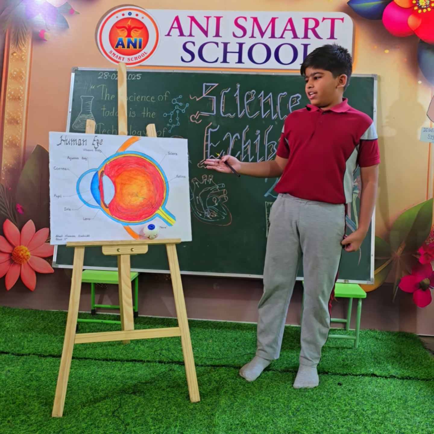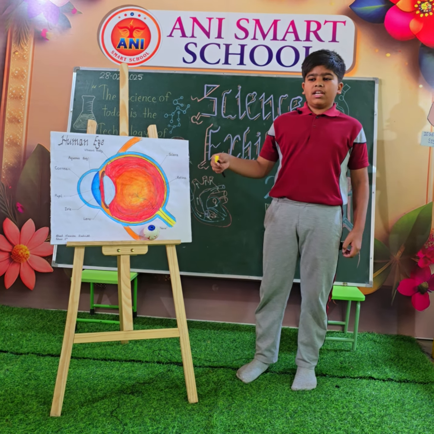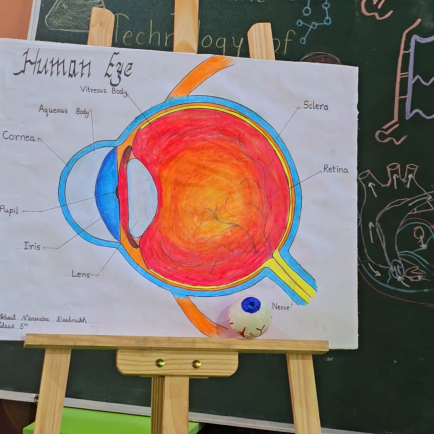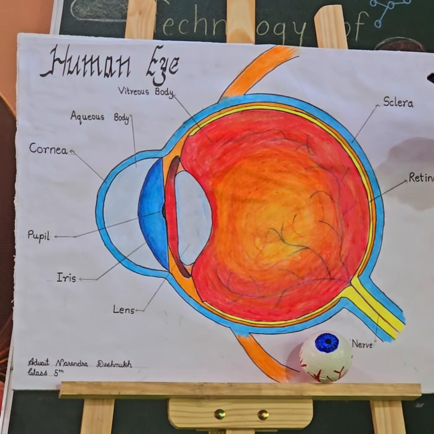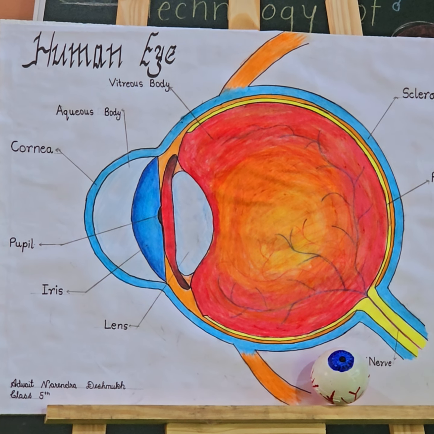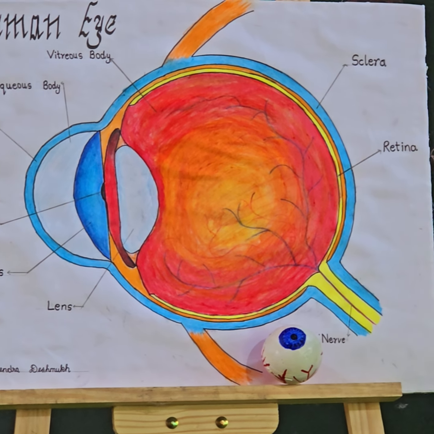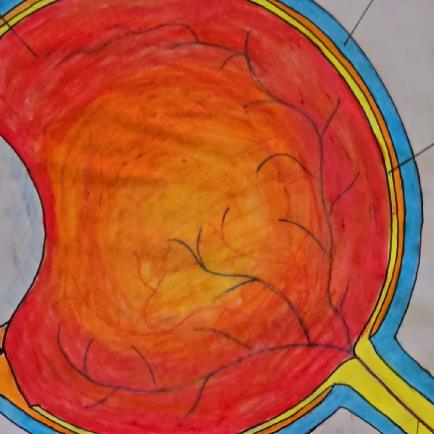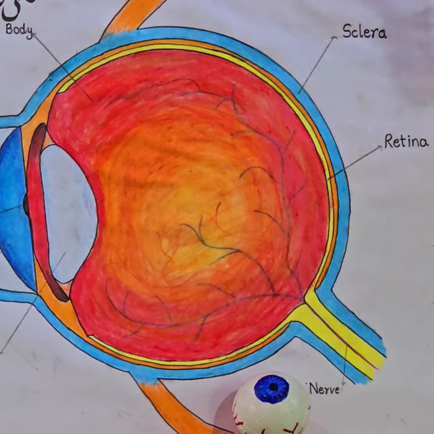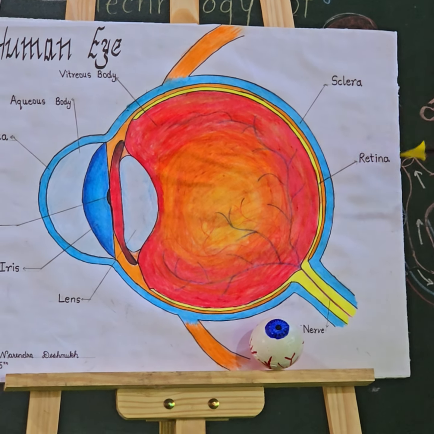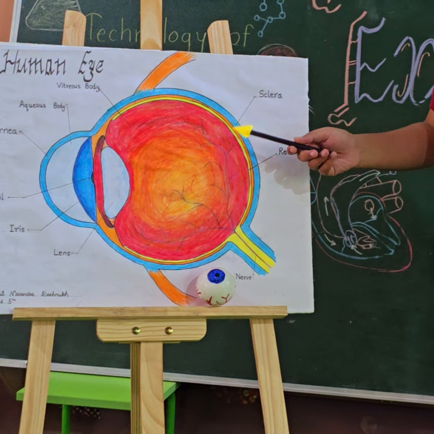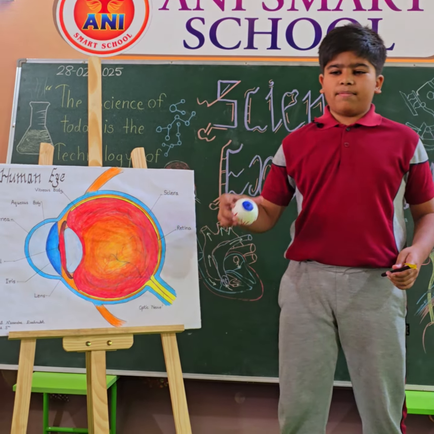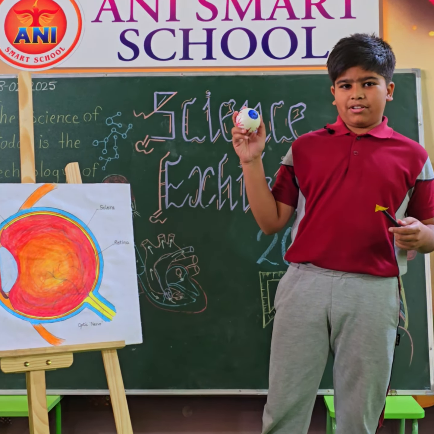So, my model name is the human eye. As we all know, the human eye is the most important sense organ of our body. The human eye consists of an eyeball. The eyeballs are fixed in the sockets of our skull. These are the organs for sight. The eyeball has various parts. If you don't know the parts, no need to worry, because today I am going to explain the different parts of the human eyeball. So first, let us start from the exterior part of the human eyeball.